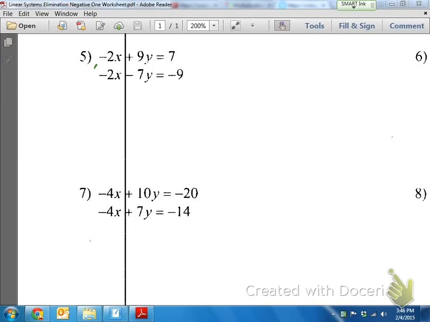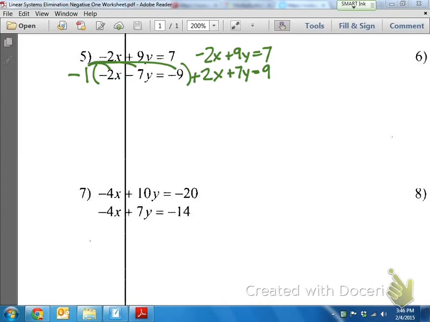Well, guess what? In math, you can. If we multiply things by negative 1, it changes the sign of all the terms. So, if I distribute this negative 1 to everything on the bottom, here's what's going to happen. The top doesn't change, so it's negative 2x plus 9y equals 7. But the bottom equation changes. Negative 1 times negative 2 is positive 2x. Negative 1 times negative 7 is positive 7. And negative 1 times negative 9 is positive 9.